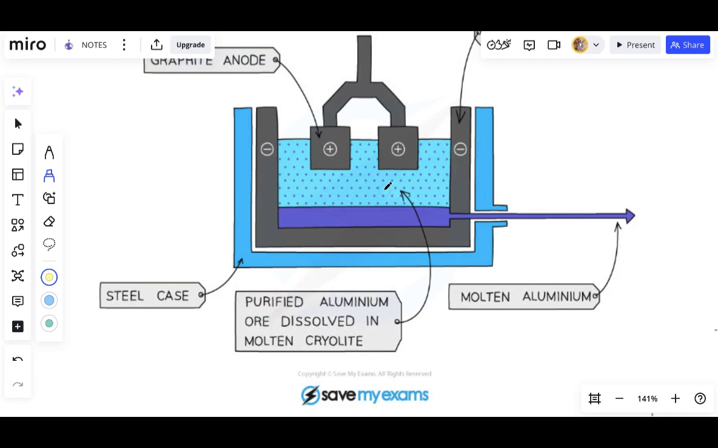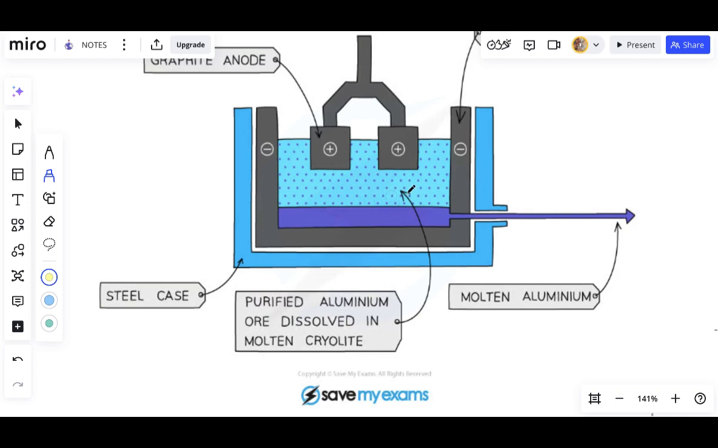Why do we have to dissolve the aluminum ore in molten cryolite? Because aluminum oxide is an ionic compound, and since it's an ionic compound, it has a very high melting point. But if we dissolve it in molten cryolite, it will help us to reduce the melting point of aluminum oxide, because the temperature is around 2000 plus to melt it. And we cannot provide such temperature here. It will be too expensive to control and to use. So we dissolve it in molten cryolite to reduce the melting point from about 2000 to about 900 degrees Celsius.